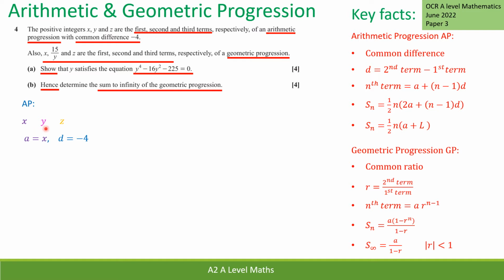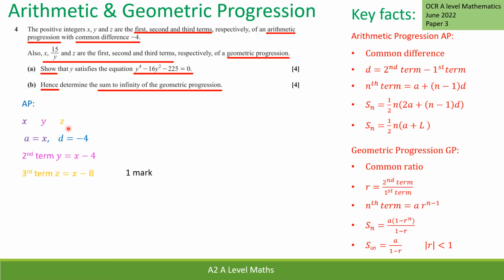So my second term is going to be my first term plus my common difference, and my common difference is -4. So my second term is going to be y equals x take away 4. Your first term take away your difference, or add your difference, which will be a plus -4, which is the same as x take away 4.